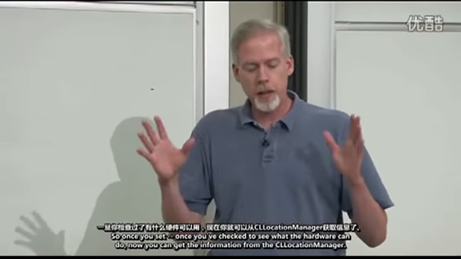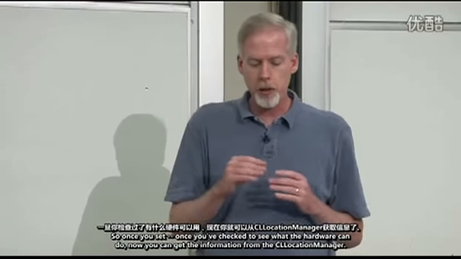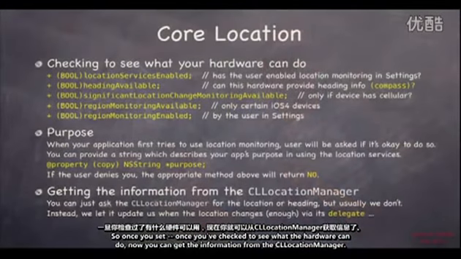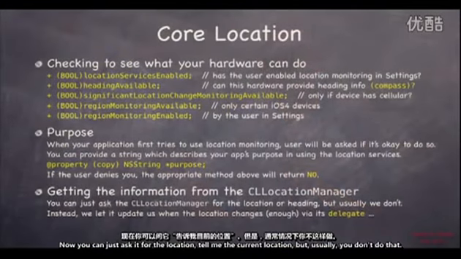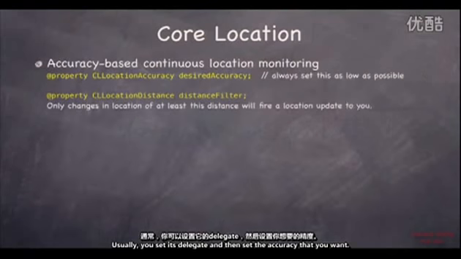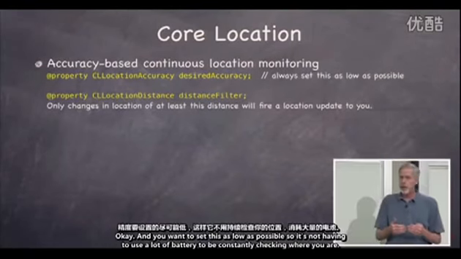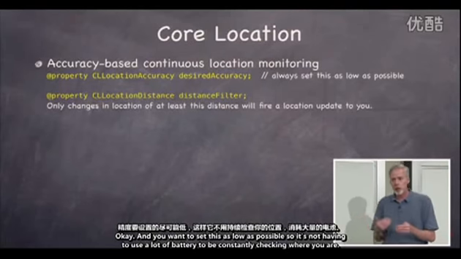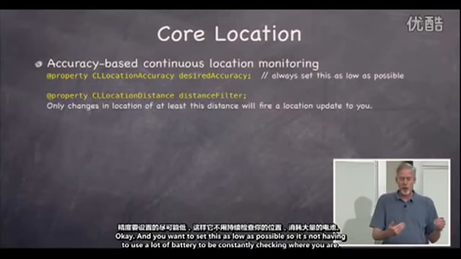Once you've checked to see what the hardware can do, now you can get the information from the CL Location Manager. Now you can just ask it for the location, tell me the current location, but usually you don't do that. That would be polling it. You don't usually poll it. Usually you set its delegate and then set the accuracy that you want, okay? And you want to set this as low as possible so that it's not having to use a lot of battery to be constantly checking where you are.